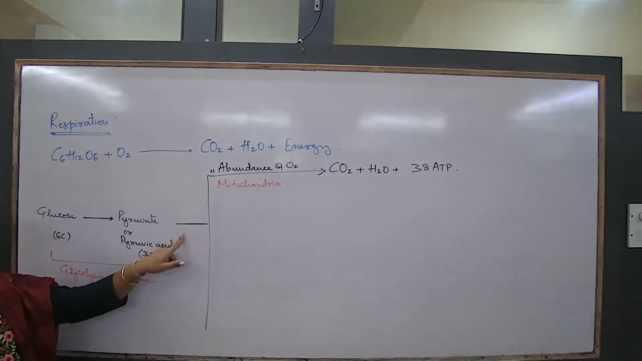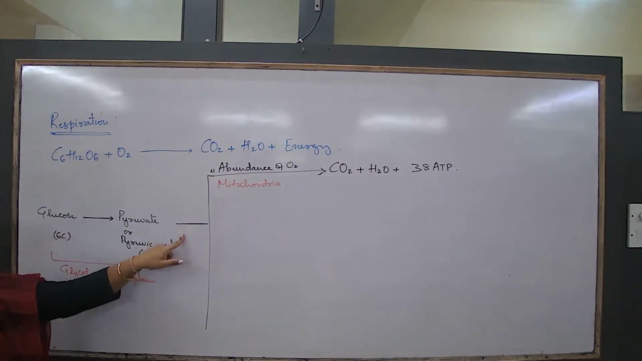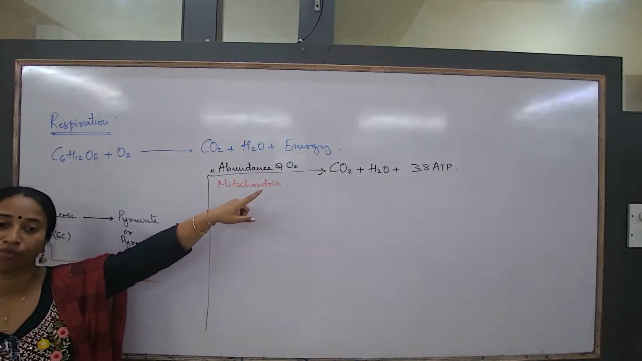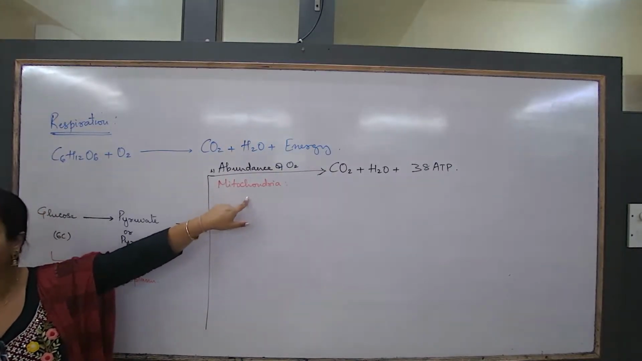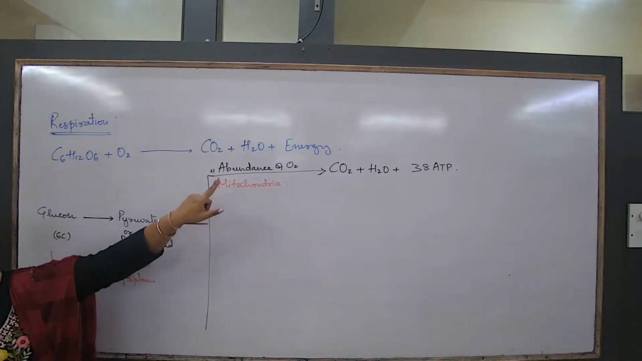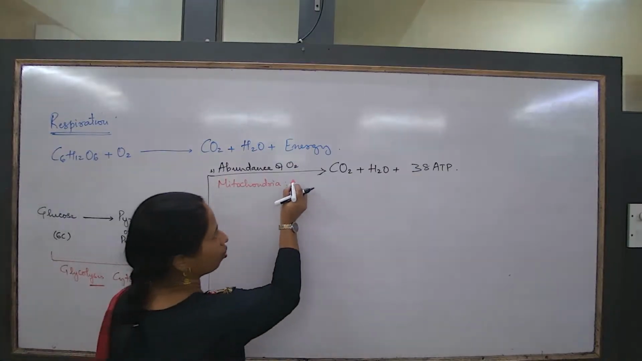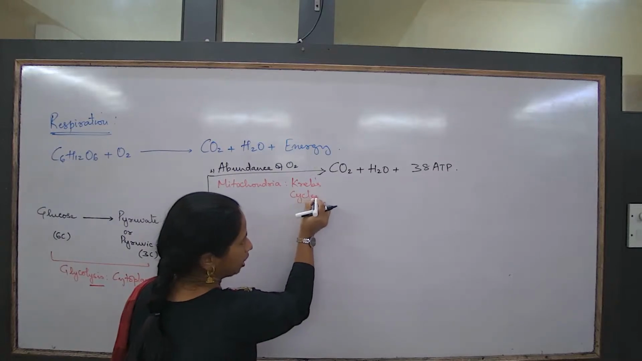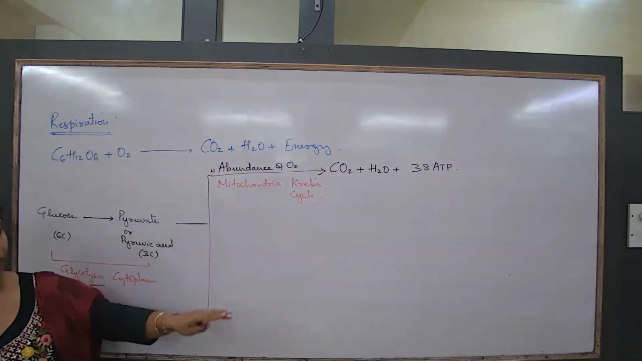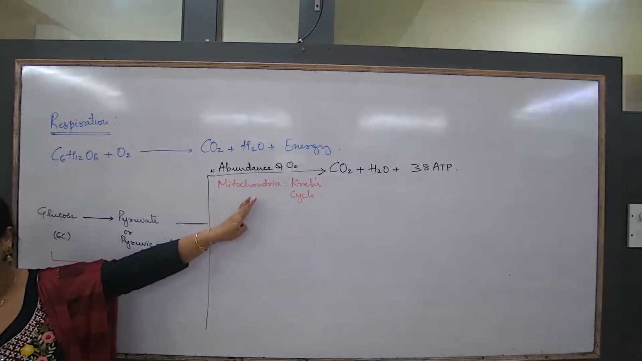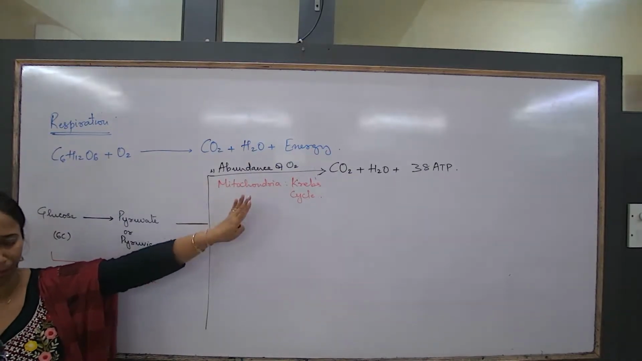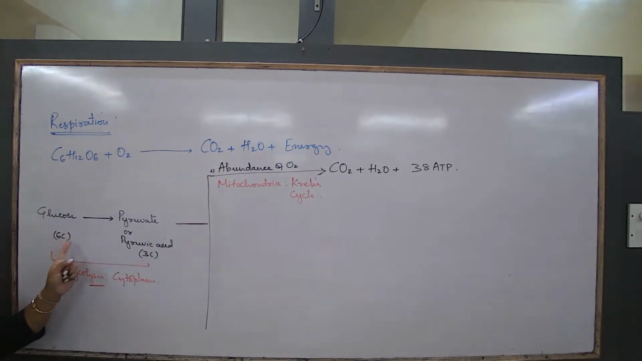So this process of breakdown of the pyruvic acid to carbon dioxide, water and 38 molecules of ATP, which is taking place in the mitochondria, is known as the Krebs cycle. You have to know only the names. The detailed process is not in the syllabus, so don't worry about the steps. Only this basic format you'll have to remember.